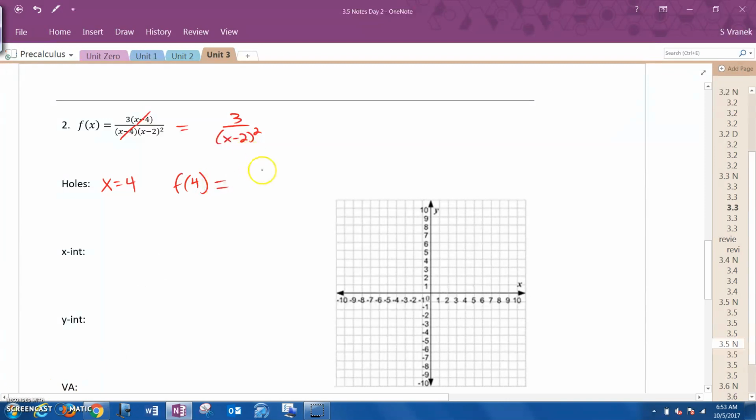So when you stick the 4 in, you get 3 over (4 minus 2) quantity squared, which is 3 over 2 squared, which is 3/4. So you get the point (4, 3/4) for your hole.